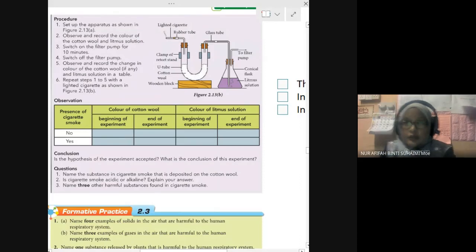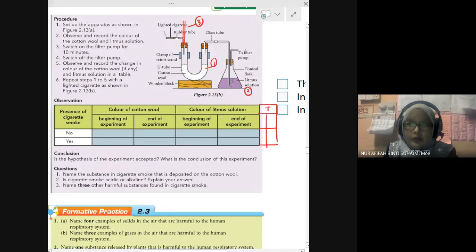Number 1, procedure set up the apparatus. Number 2, observe and record the color of cotton wool and litmus solution. Okay, switch on the filter pump for 10 minutes. Yes, and then switch off and observe. Okay, observe what happened to cotton wool, to litmus solution, and also the temperature. Okay, saya tambah satu. So this one should be 3 column lah sebab sudah tambah satu. Okay, tambah satu untuk temperature.